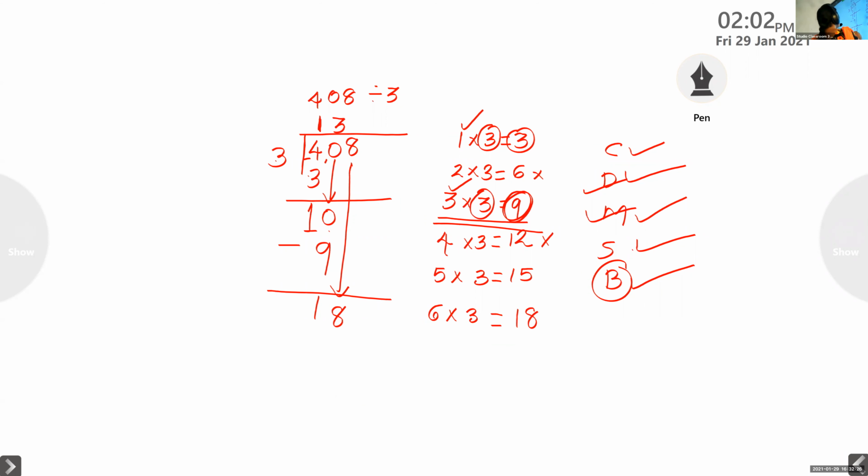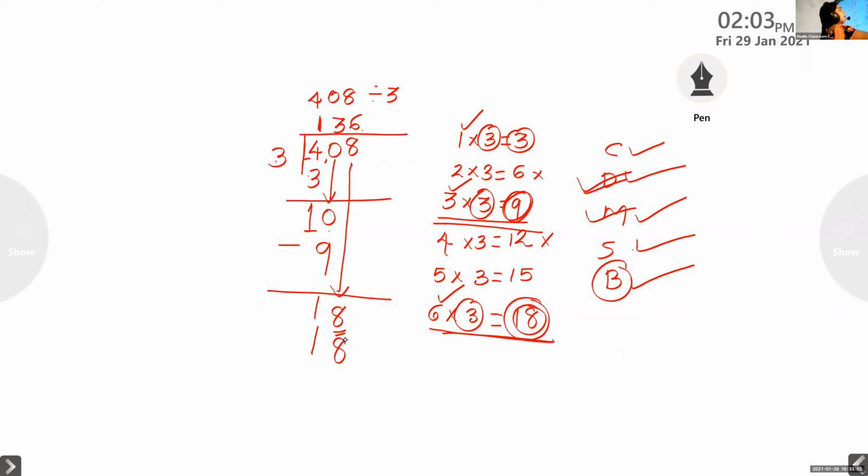6 threes are 18. See, our dividend is 18. We got the dividend, so we can stop writing the table. 18 divided by 3 is equal to 6. That you can write as quotient on the top. Division over. Next step, multiply. 6 threes are 18. That you can write down below the dividend that we have divided.